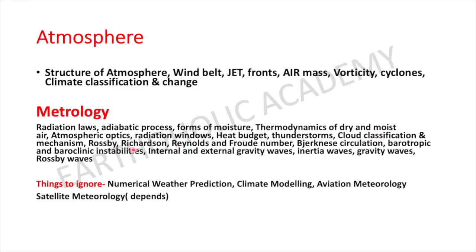Now these Rossby, Richardson, Reynolds, Froude numbers, buoyancy, circulation, barotropic, baroclinic, gravity waves, inertial waves. Now Rossby waves. See, these are not difficult. You find it difficult, but believe me, it's not. All you have to do is just remember the definition and formula. The formula is again a ratio. Here we have Reynolds number, Richardson number, Rossby number, Froude number. These are ratios of two different parameters. So you have to go through the definition and this formula. That's it. The formula is very easy.